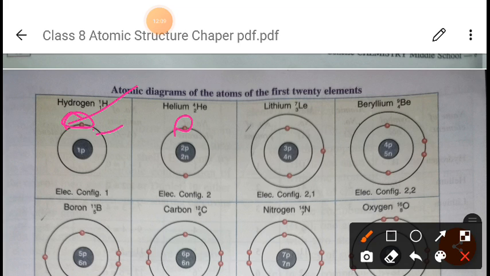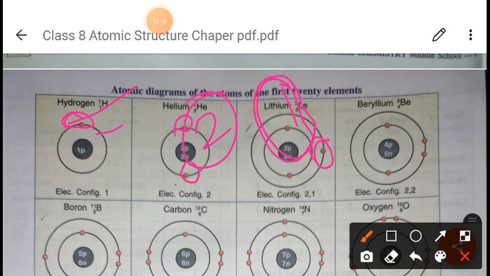In helium, you can see two electrons are there in the outermost shell, right? So the outermost shell electrons are how many? It is two. In lithium, only one electron is there. So what will be the outermost shell of electrons, or valence shell of electrons? The valence electron will be 1.